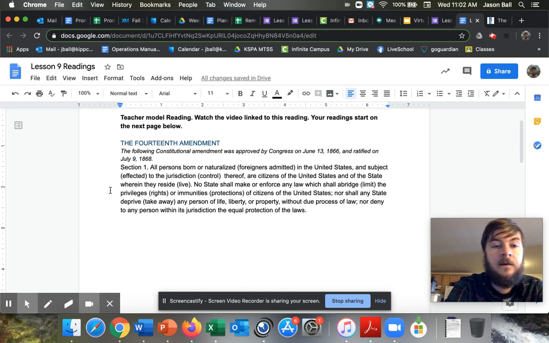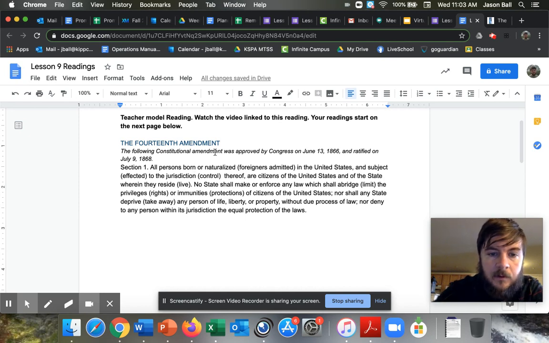So, starting at the top: the following constitutional amendment was approved by Congress on June 13th, 1866, and ratified on July 9th, 1868. So the time period already tells me, again, this is right during Reconstruction, and the context is this is a reaction to how African Americans are not being treated with equal rights. So starting with Section 1.